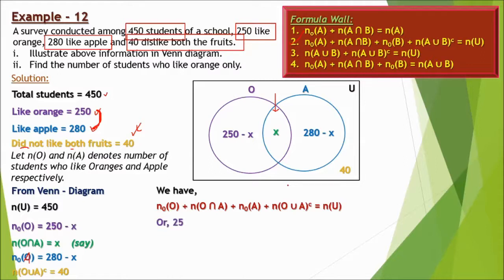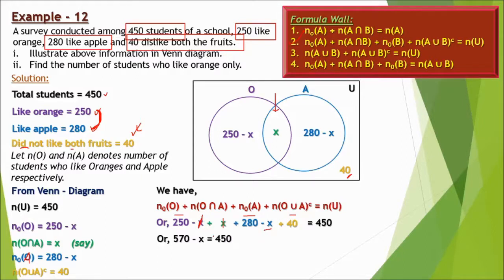250 minus x plus x, it is x. We can cancel this x right away, and it's 280 minus x plus 40. Okay, plus 40 is the complement from here, and which is equal to 450. Okay, we can add these values 250, 280 and 40, and we get 570 minus x equal to 450.